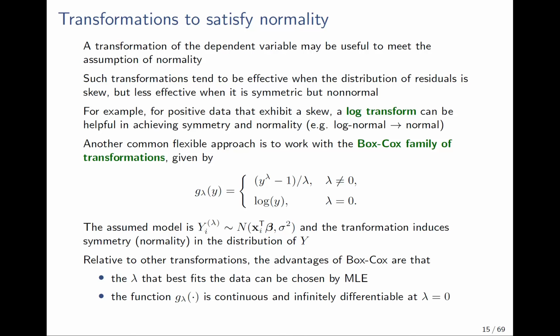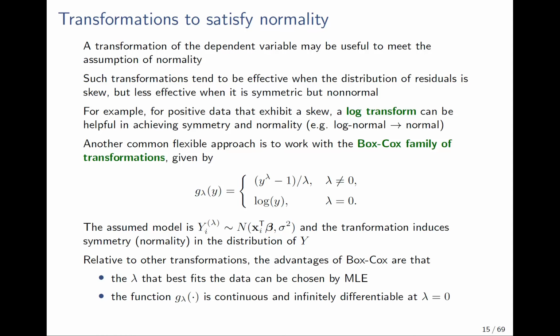Another common and flexible approach is called the Box-Cox family of transformations governed by a parameter called lambda, and those are the equations shown here. When lambda is not equal to 0, the transformation is y to the lambda minus 1 divided by lambda, and when lambda equals 0, the transformation is simply the log transformation. So the assumed model is that the transformed response is normal with mean x transpose beta and variance sigma squared, and the transformation induces symmetry and normality in the distribution of y.